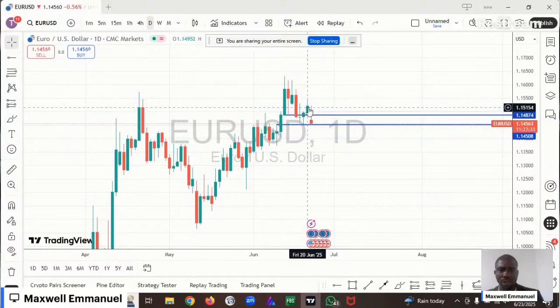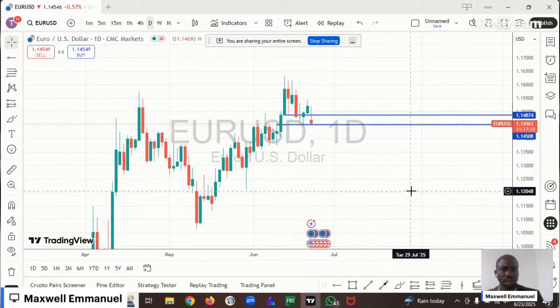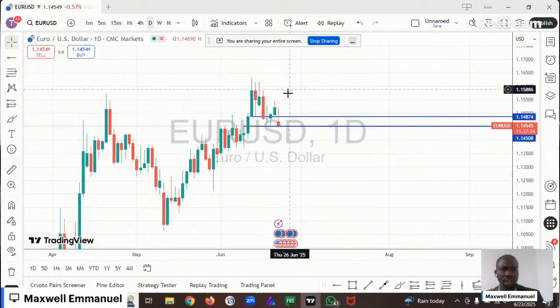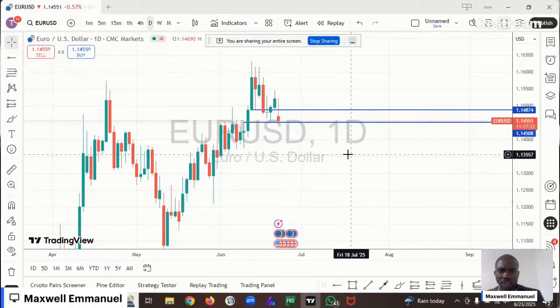bullish. And on Friday, you can see the reason why on Friday Euro USD was bullish: because we had a bullish reversal pattern. Now the market is aiming for the low of last Thursday candle.